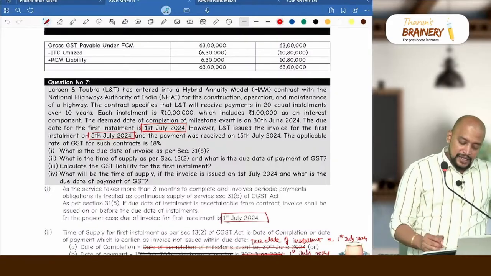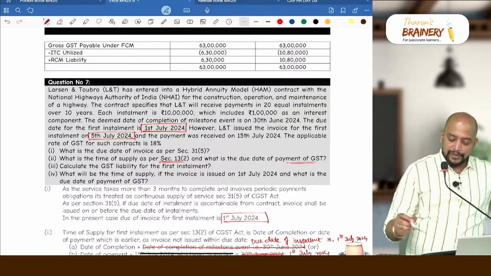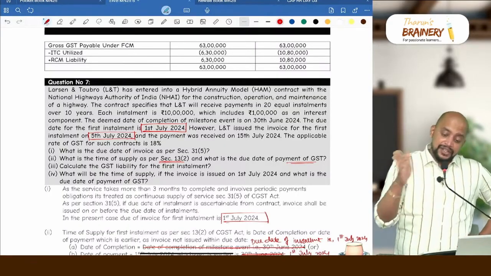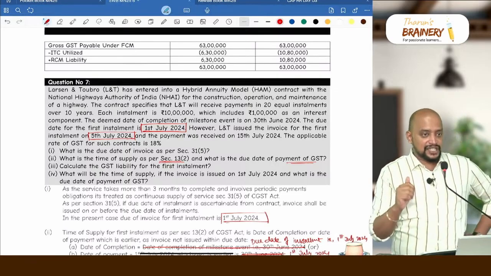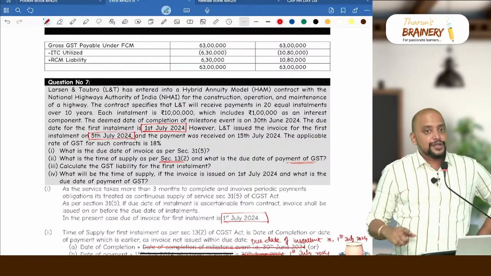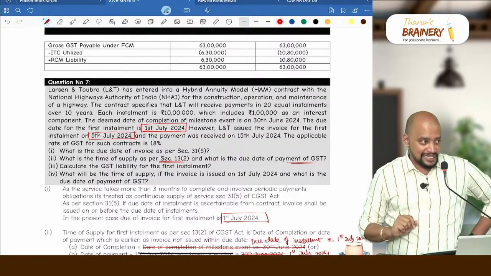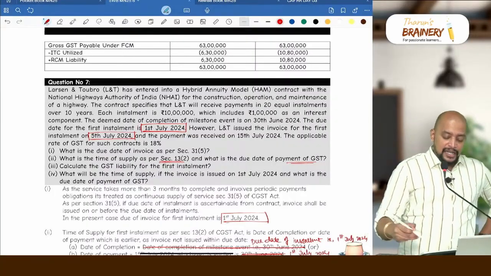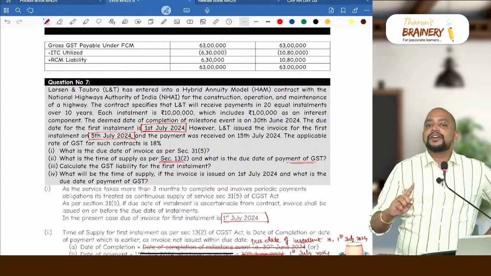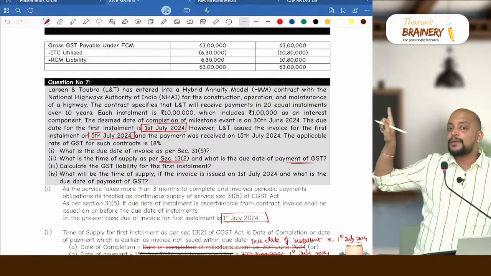Okay. Then next, what is the time of supply as per 13(2), and what is the due date of payment of GST? As per section 13 subsection 2, if invoice is given within due date, then invoice date or payment date, whichever is earlier. Check when the invoice is given, 5th July. Is it within due date? No. So therefore we need to take date of completion or date of payment, whichever is earlier. Is the date of completion 30th June or 1st July? It is 1st July, because date of completion will be taken as the due date of installment, but not the date of completion of milestone event.